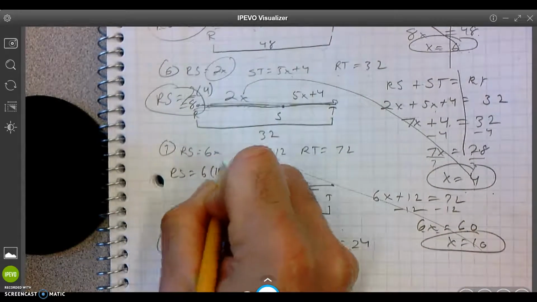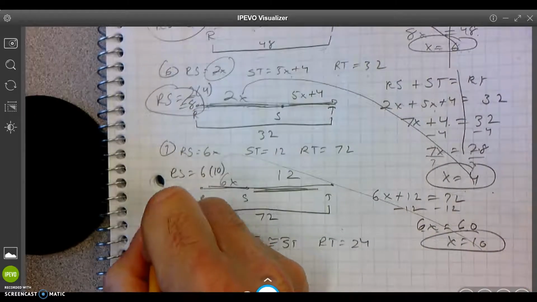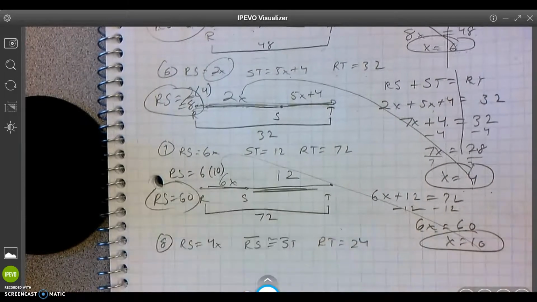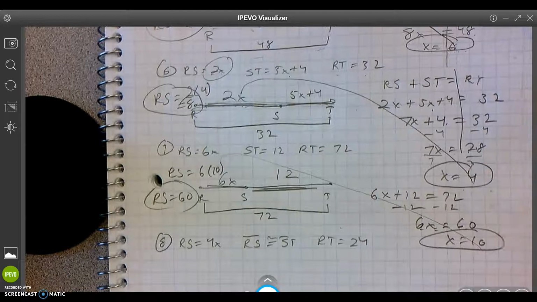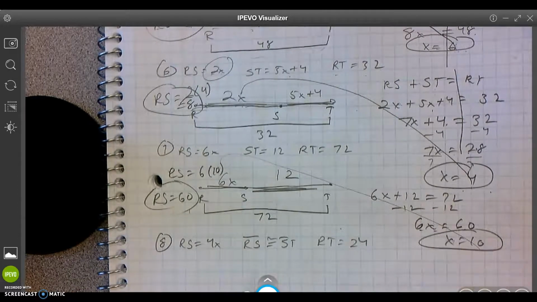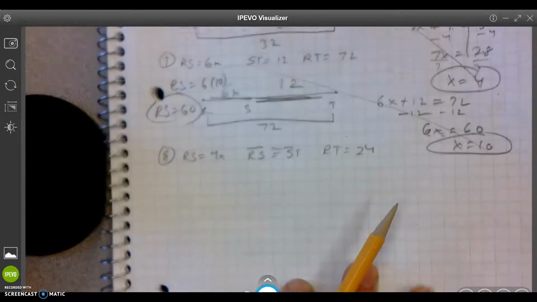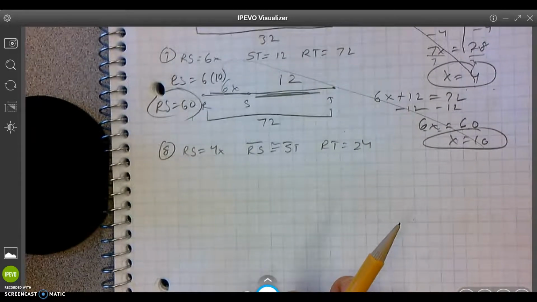RS is 6 times 10, which is 60. Excuse me. So RS is 60 and X is 10. Got it. Last one. See if you can draw the picture. Pause the video.